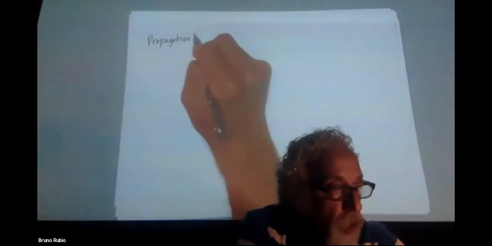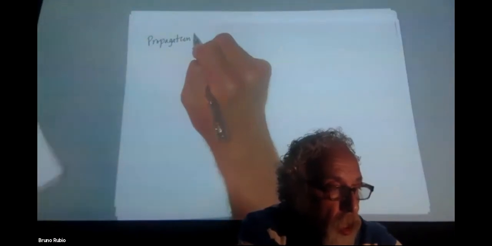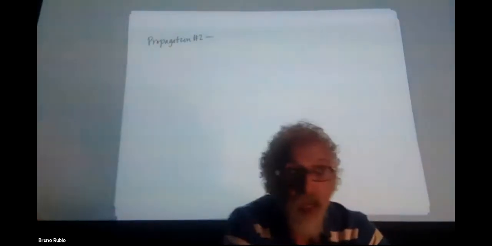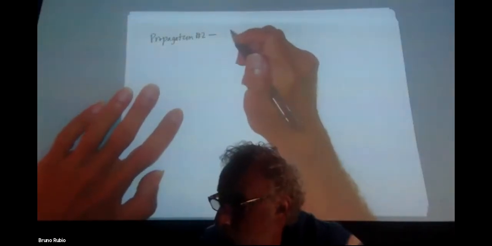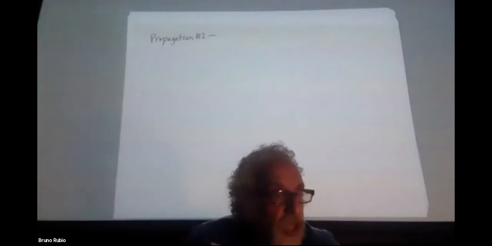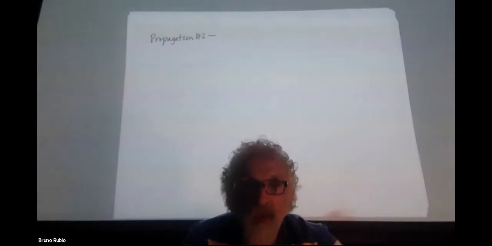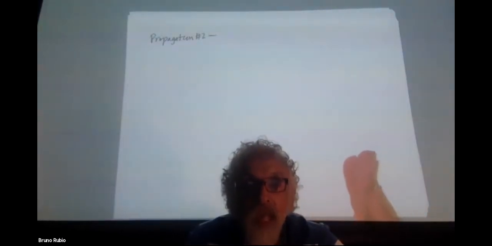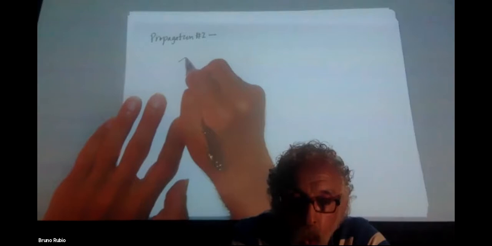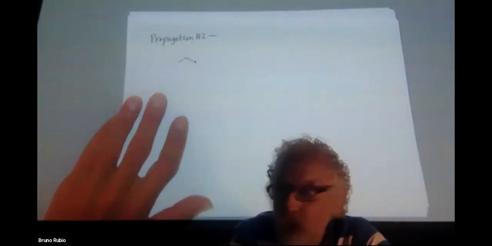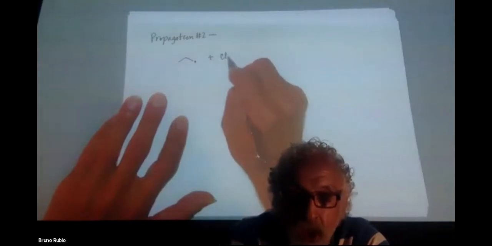All right, so propagation step number 2. What is going to happen in propagation step number 2 is that the radicals that were formed in propagation step number 1 seek to complete their octet by bumping into something of which there is a lot in the reaction mixture. So one of the radicals that was formed was this primary radical. He is going to slam into Cl2.